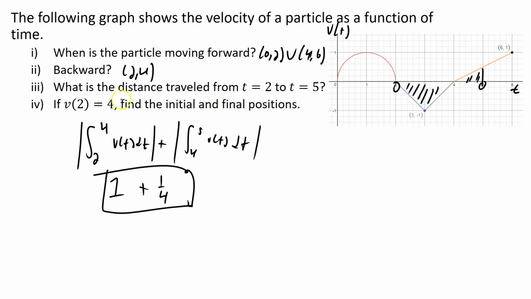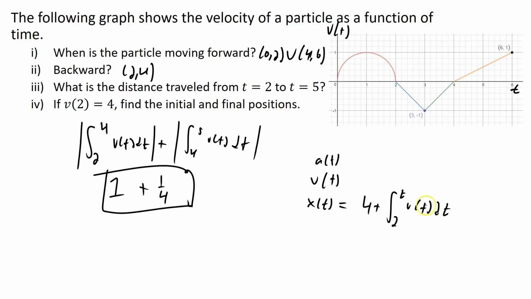Now they tell us that v of 2 is 4. Okay. So at 2, I know that it's at positive 4 units. So the question is, find the initial and final position. So what I have to do here is set up a tower of functions. So v of t, we have a of t, and we have x of t, that position. So then we know that x of 2 is 4. So the position is going to be 4 plus the integral from 2 to t of v of t dt.